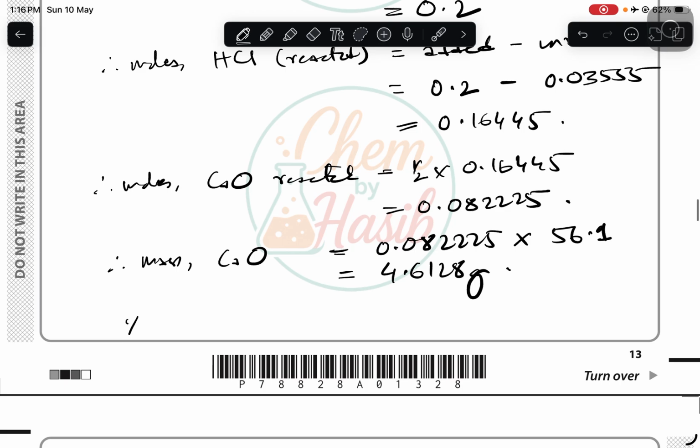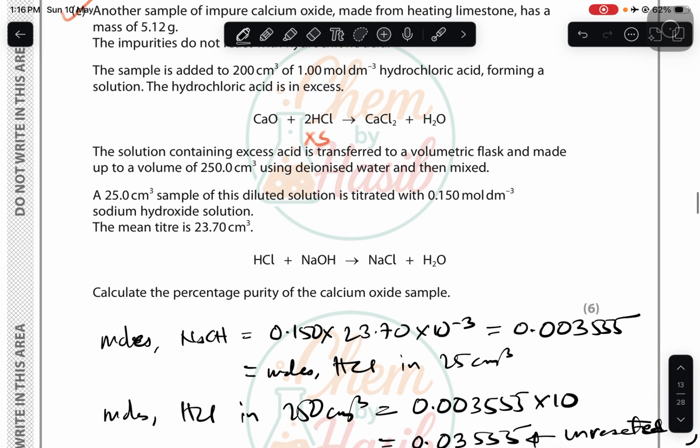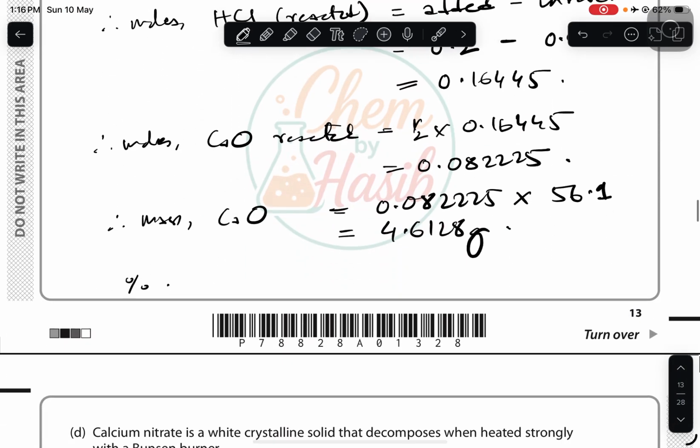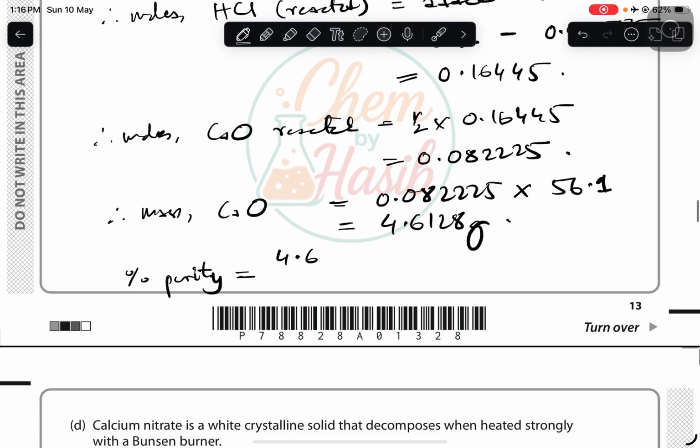Then you find the percentage. You are asked to find the percentage purity. So percentage purity equals 4.6128 divided by the total mass of calcium oxide along with impurities, which was 5.12, multiplied by 100. This gives you 90.1%.